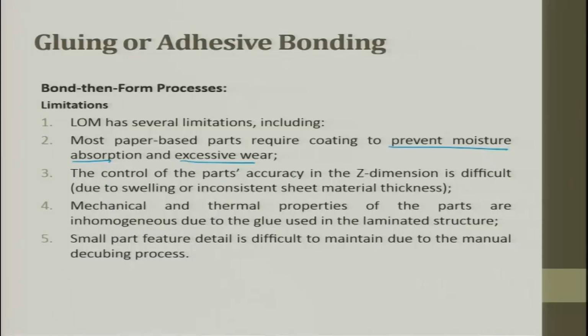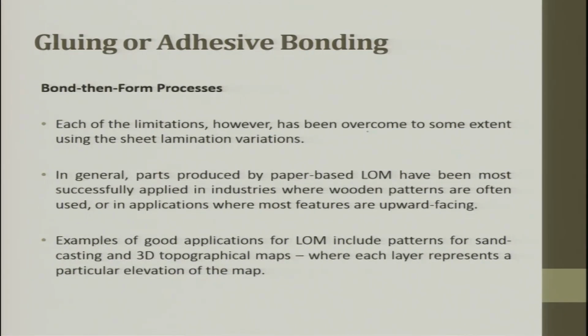The control of the part accuracy in Z direction is difficult. Mechanical and thermal properties of the parts are inhomogeneous due to glue used in laminate structure. Small part feature detail is difficult to maintain due to manual decubing process. Small parts cannot be done, because when you do decubing around them, they will start breaking. Each of the limitations, however, has been overcome to some extent using sheet laminate variations.